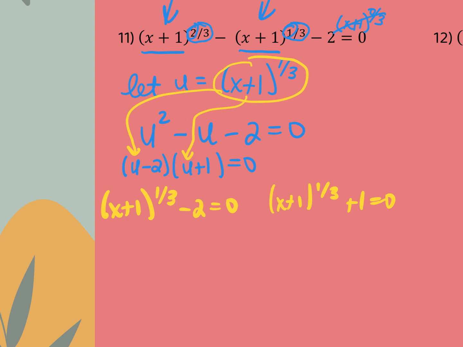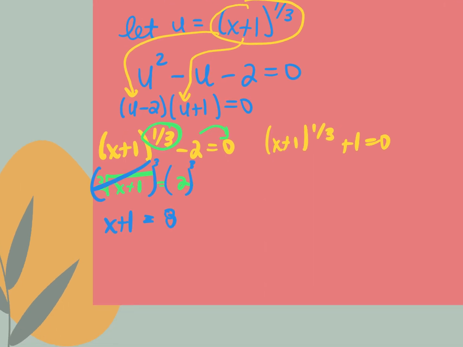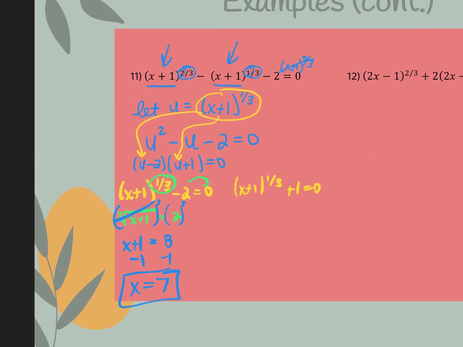Okay, so we can get everything to one side. If I have something to the 1/3 power, that's the same as the cube root. So I can write this as the cube root of x plus 1. If I move this 2 to the other side, I'm going to add 2, so this becomes equals 2. How do you undo a cube root? You're going to cube. What you do to one side, you do to the other, so we're going to cube both sides. So I have x plus 1 equals 2 cubed, which is 8. Then I'm going to subtract 1 from both sides, and x equals 7.